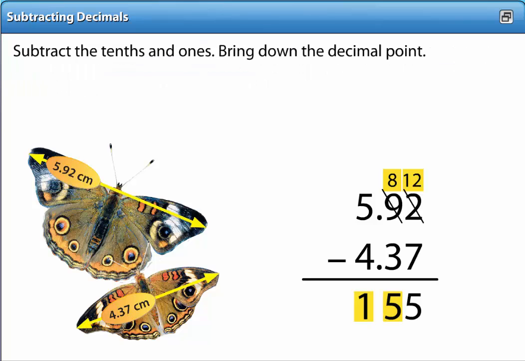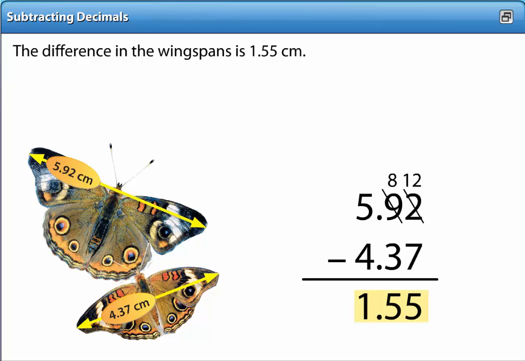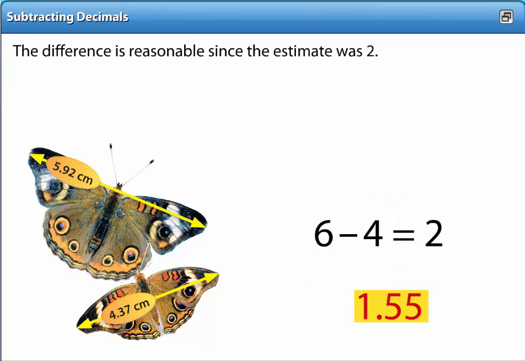Subtract the tenths and ones. Bring down the decimal point. The difference in the wingspans is 1 and 55 hundredths centimeters. Is this a reasonable difference? The difference is reasonable since the estimate was 2.